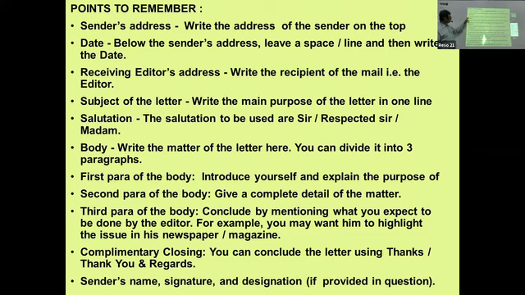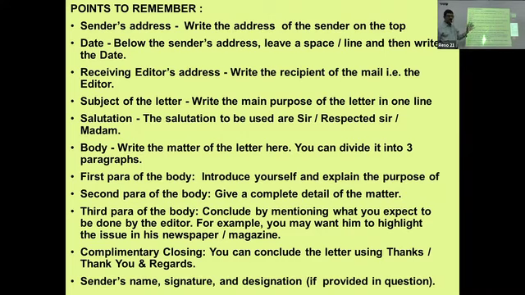Then the receiver's details will come. First, the receiver's designation comes. Who will be the receiver in this? The editor. Followed by the address or the name of the newspaper. Then the subject of the letter has to be specified. What is the subject? The main purpose for which the letter is being written. Subject should always be short and sweet. Don't write the subject in 2 or 3 lines. You have to write the subject short. Then comes the term salutation.